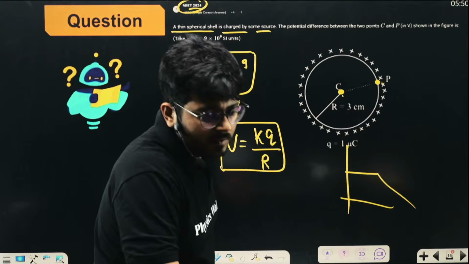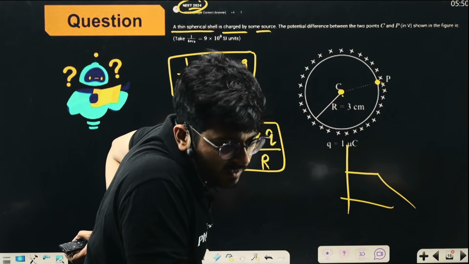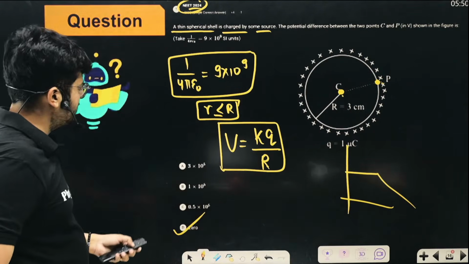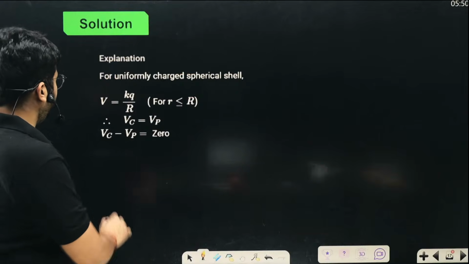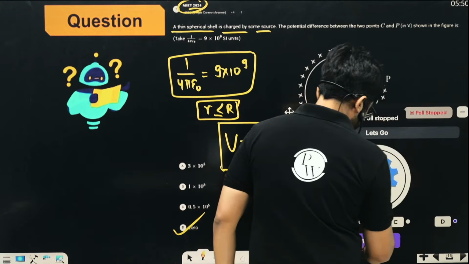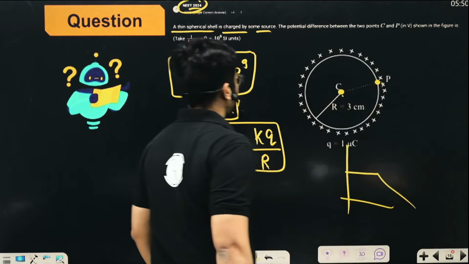Very good, Ayushi, very good, Ananya. It is 0. It is going to be 0. So everybody is correct. Let's move on and talk about the next question.